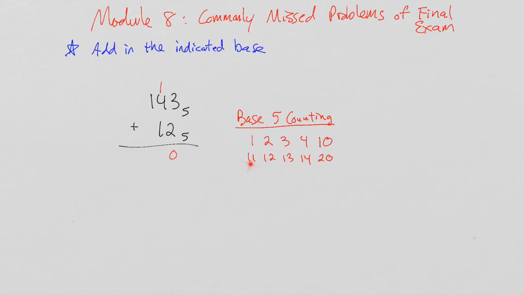I'm sorry, right here. So 5 and then 6 would be 1, 1. And then 1 plus 1 is just a 2. And there you got it.